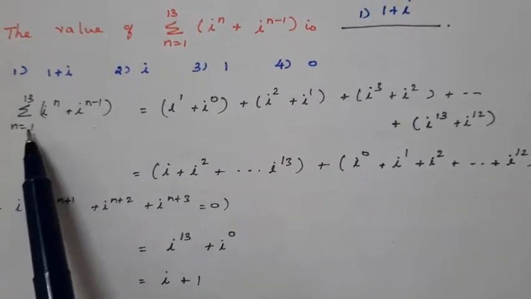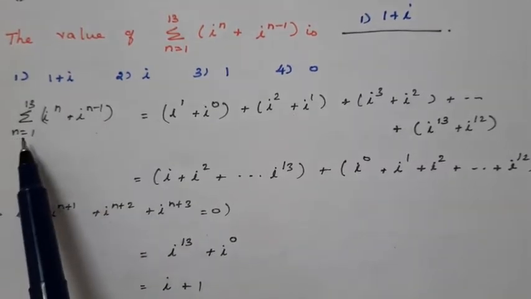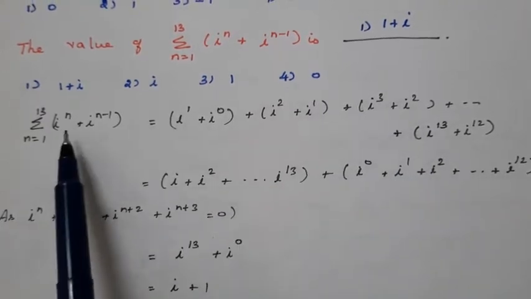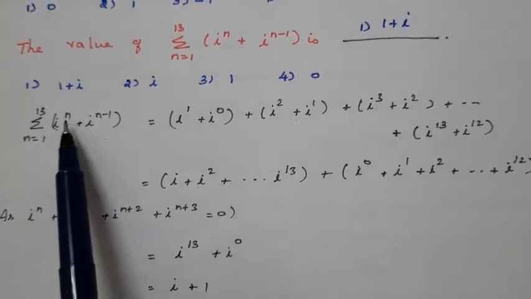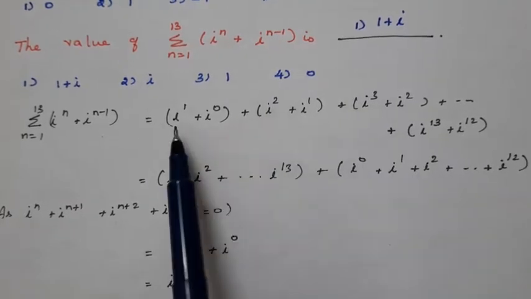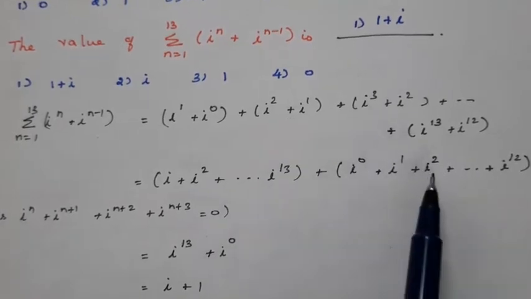By substituting n equals 2, this will be i^2 + i^1. And then substituting n equals 3, we have i^3 + i^2. Likewise, the last term will be i^13 + i^12. Now how to find its value? Let us group the first terms together and the second terms together.